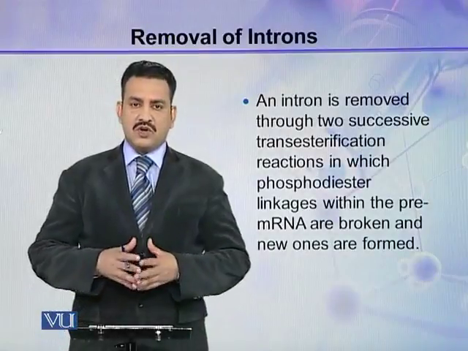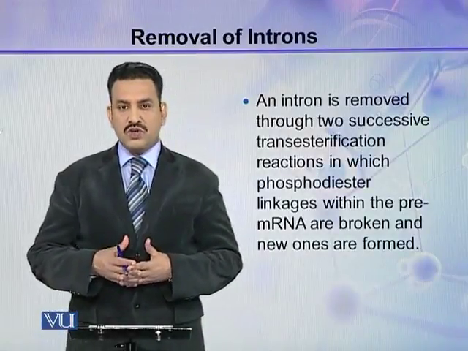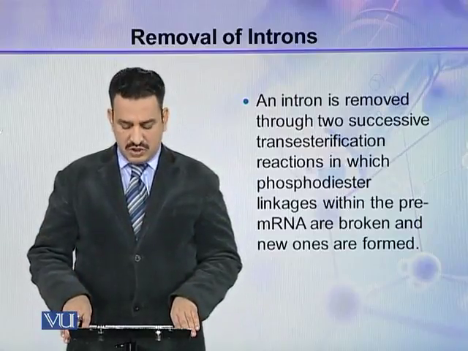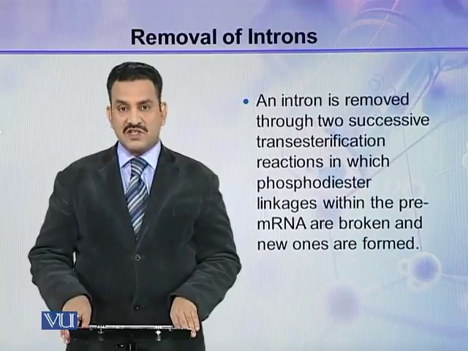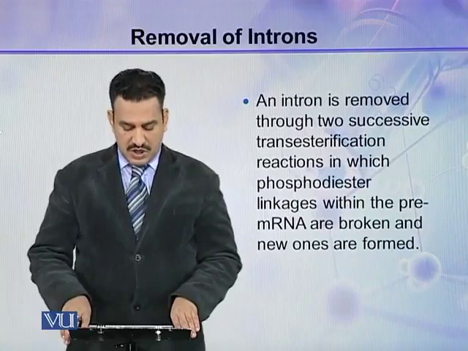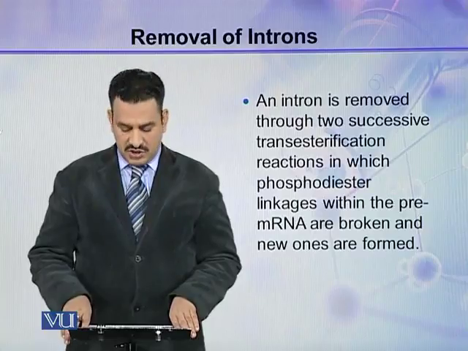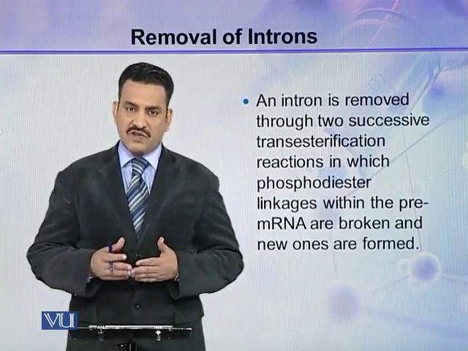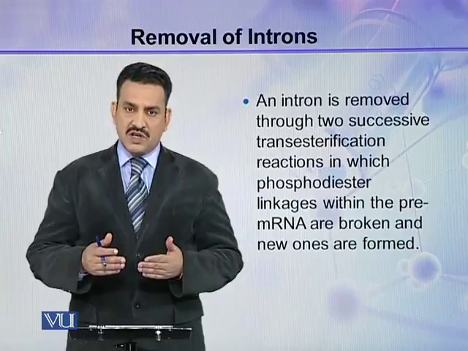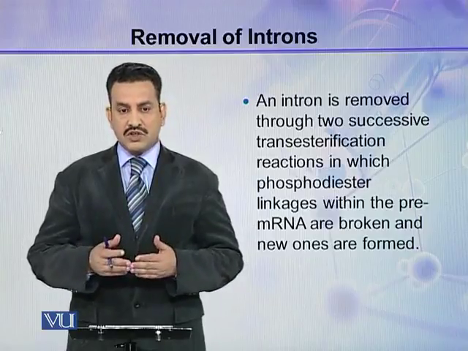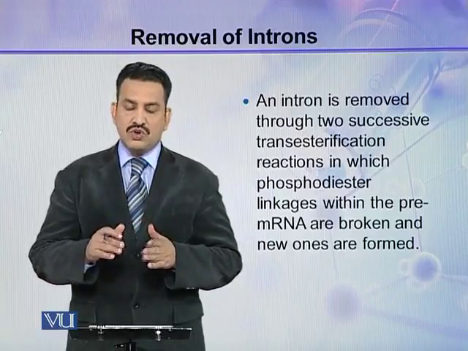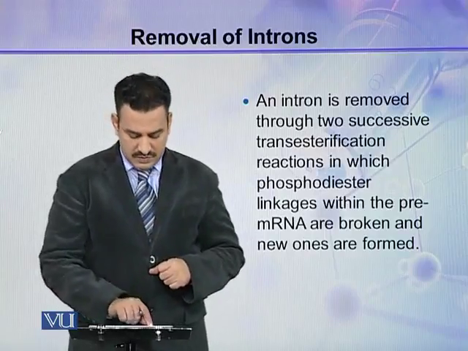Let us now see how the introns are removed from the mRNA transcript. An intron is removed through two successive transesterification reactions in which the phosphodiester linkages within the pre-mRNA are broken and new ones are formed. So two transesterification reactions take place, and as a result of these two reactions, two phosphodiester linkages are broken down and two new ones are formed.